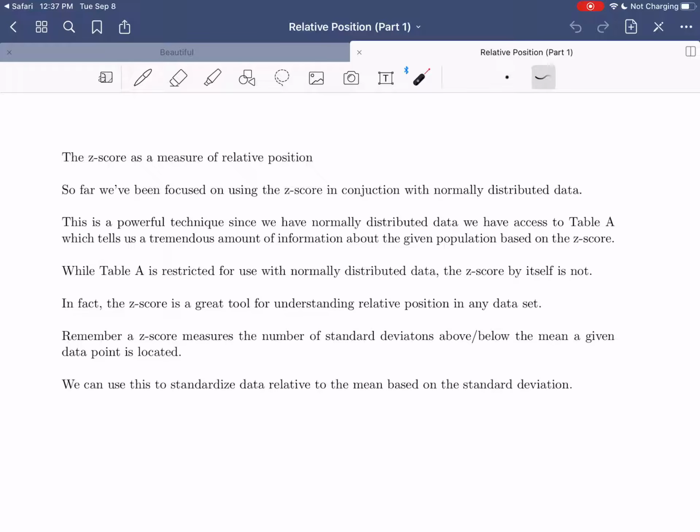So, for this video, we're going to look at a couple examples of using the z-score as this measure of relative position. And then after this video, we'll return and finish up the normal distribution. In this video, we won't be doing anything with assumptions about data sets being normally distributed. We'll just be focused on using the z-score as a measure of relative position. So let's get started with a couple examples.